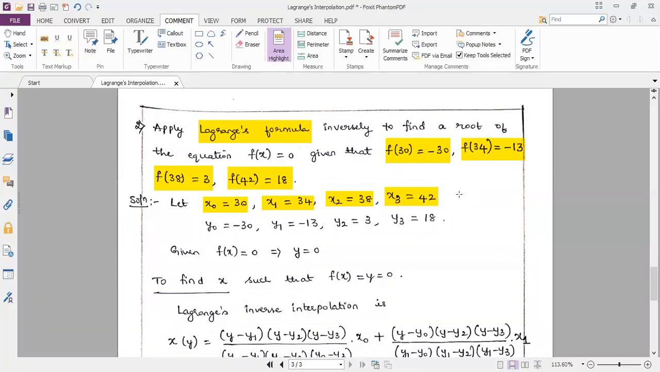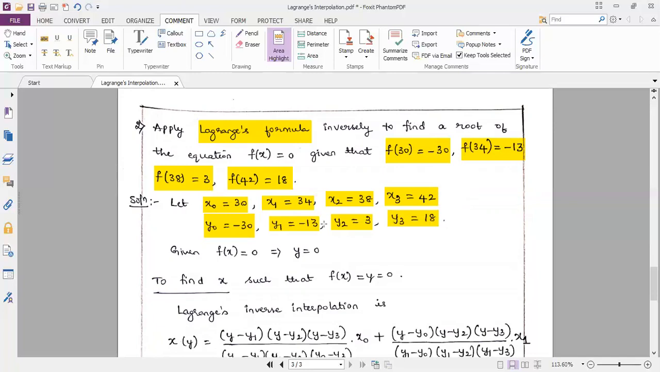We'll denote them respectively by x0 is equal to 30, x1 is equal to 34, x2 is equal to 38 and x3 is equal to 42. We again observe that the respective values of y are: y0 is equal to minus 30, y1 is equal to minus 13, y2 is equal to 3, and y3 is equal to 18.